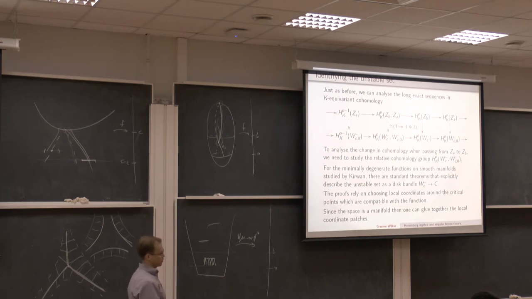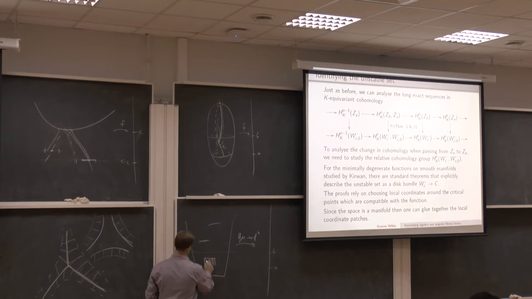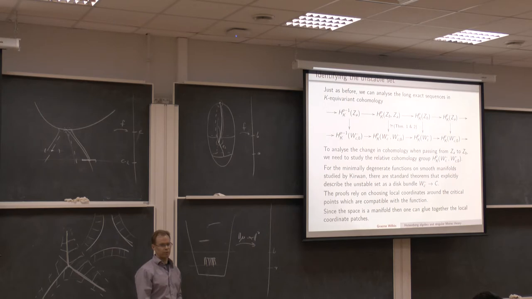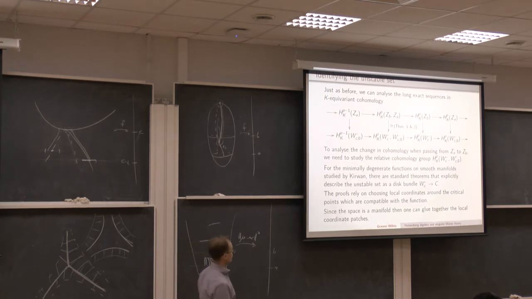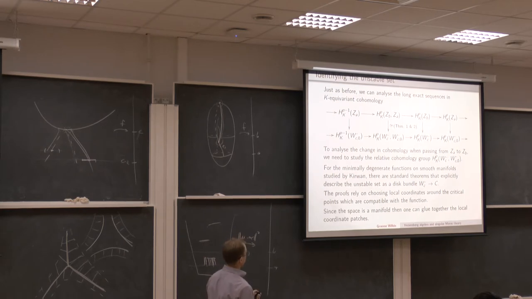So when you try to analyze the change in cohomology from Z_A to Z_B, then that's the same, applying excision, as analyzing the change in cohomology from looking at this attachment and then just removing the critical set. So for example, again for holomorphic bundles, for the Atiyah-Bott picture, this shows up as a bundle over the moduli space of stable bundles with smaller rank. Okay, so these, at least in the manifold case, are computable.